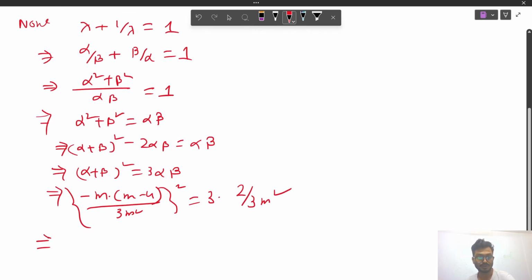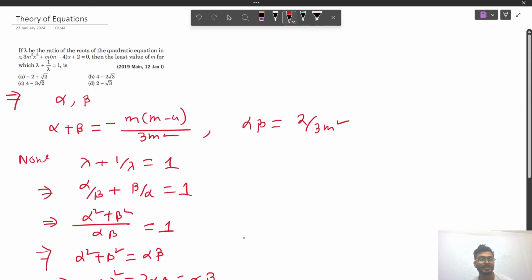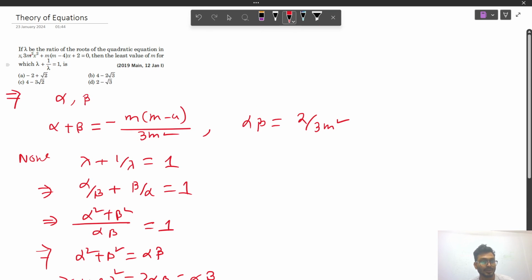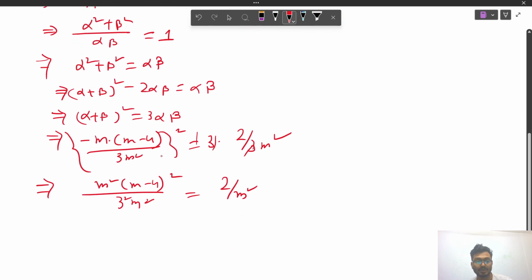Now this implies that m square into m minus 4 whole square by 3 square m square equals, this will get cancelled, 2 by m square. Now m square cannot be 0, because if m square is 0, then it is not a quadratic equation, it will be a monic polynomial on the left side, so it will not be a quadratic equation. Okay, so m is not equal to 0.